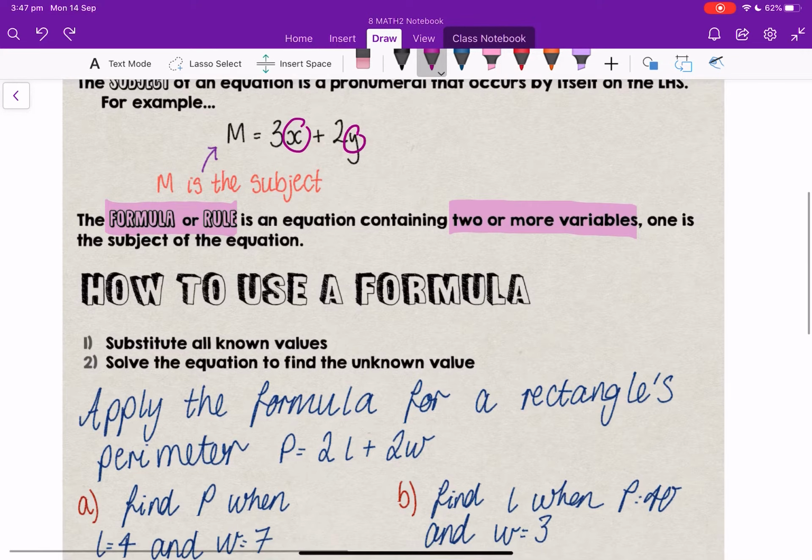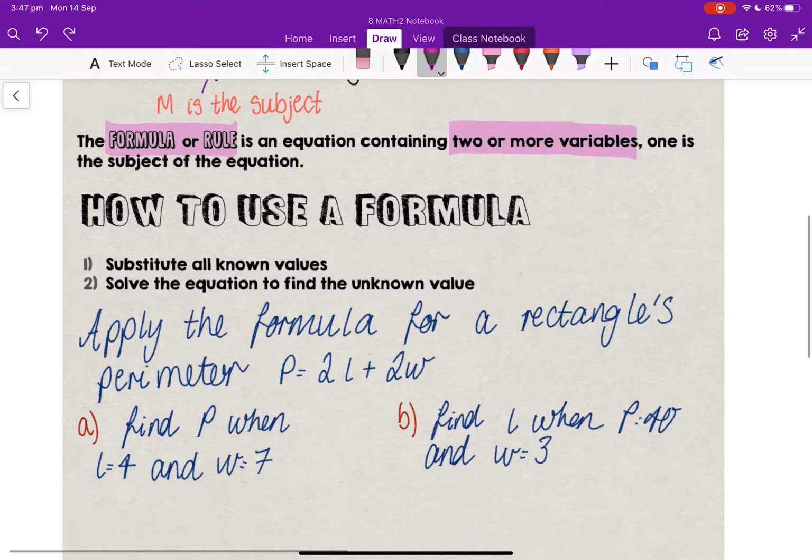Now, there are two steps you always follow to solve formulas, okay? First of all, substitute all the known values. So usually you might be given a question that says x equals 2, y equals 3, find m. That would be substituting, swapping in what we know. The second step is to solve the equation and find the unknown value. So let's do one example together.